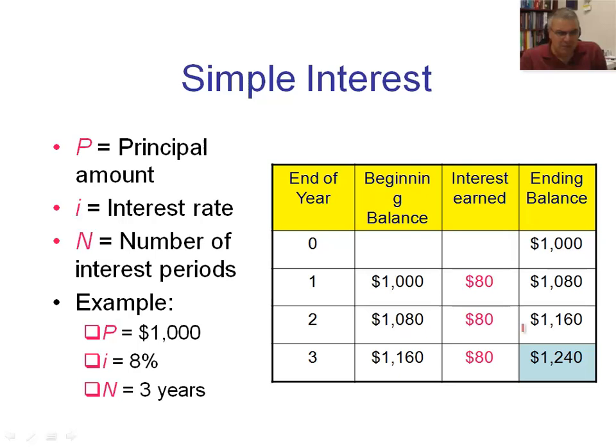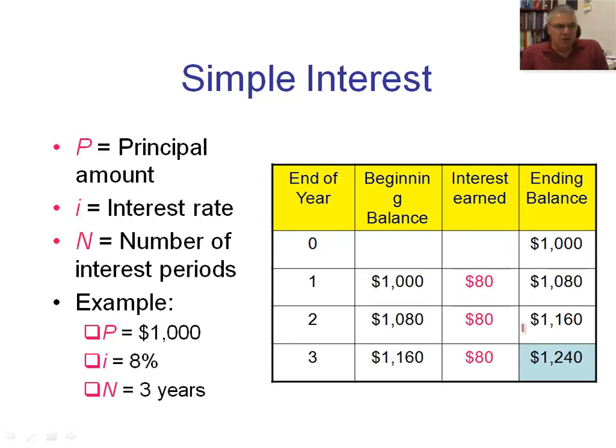Shortly, I'm going to show you an example. This is an example of simple interest. The principal amount is shown here as P, the interest rate i is also marked here, and N is the number of interest periods. An example: we borrow $1,000 and it needs to be paid back over 3 years. The interest rate is 8%. How much do we need to pay back at the end?